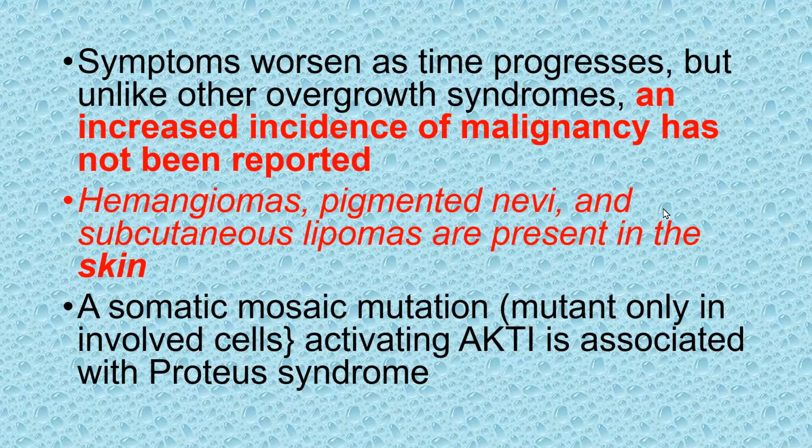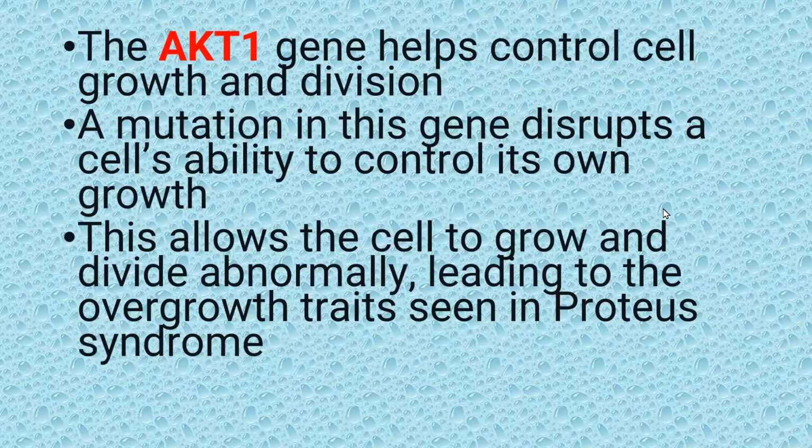A somatic mosaic mutation, mutant only in involved cells, activating AKT1, is associated with Proteus syndrome. The AKT1 gene helps control cell growth and division. A mutation in this gene disrupts the cell's ability to control its own growth. This allows the cell to grow and divide abnormally, leading to the overgrowth traits seen in Proteus syndrome.